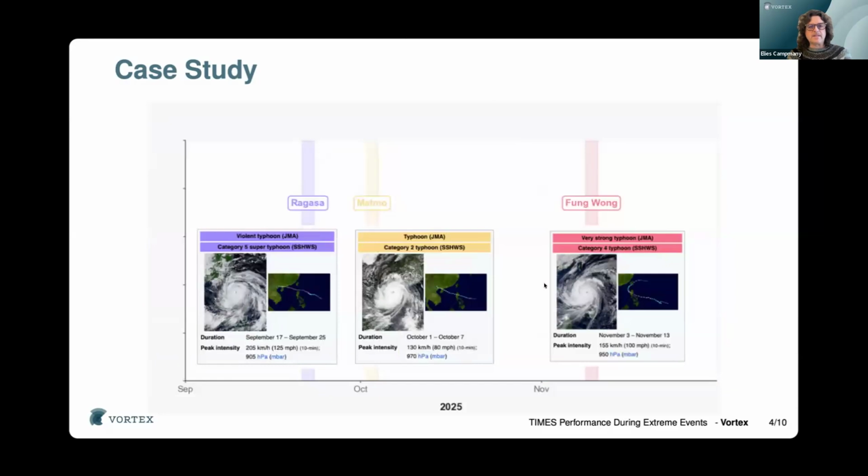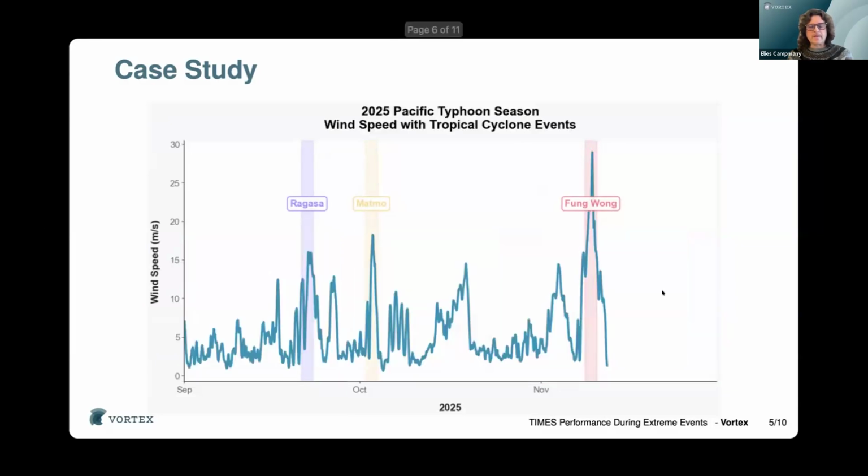And here are the three main events ordered chronologically. Ragasa was at the end of September. At the beginning of October, we had Typhoon Madmo, and in mid-November, it was Fung Wong. And here are the wind speed values for the Times simulation in this location. You can see that in the three main events, in these three bands, the wind speed is higher. And now we will focus a bit more on these regions and see how it performs compared with observations.